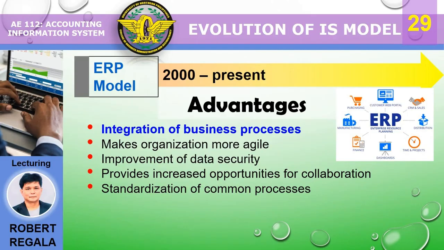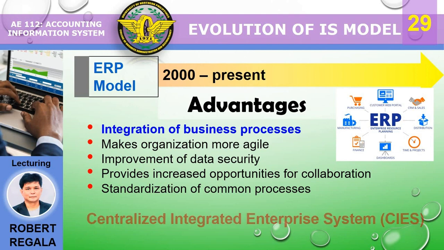ERP is a centralized system that provides tight integration with all major enterprise functions, be it HR, planning, procurement, sales, customer relations, finance or analytics, as well as to other connected application functions. In that sense, ERP could be described as Centralized Integrated Enterprise System, CIES.